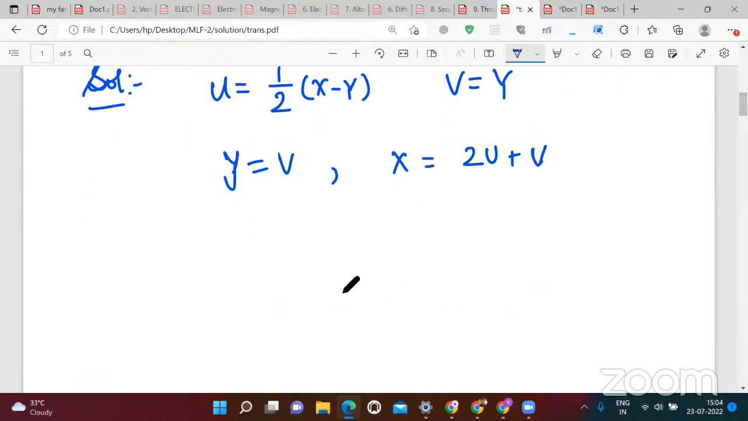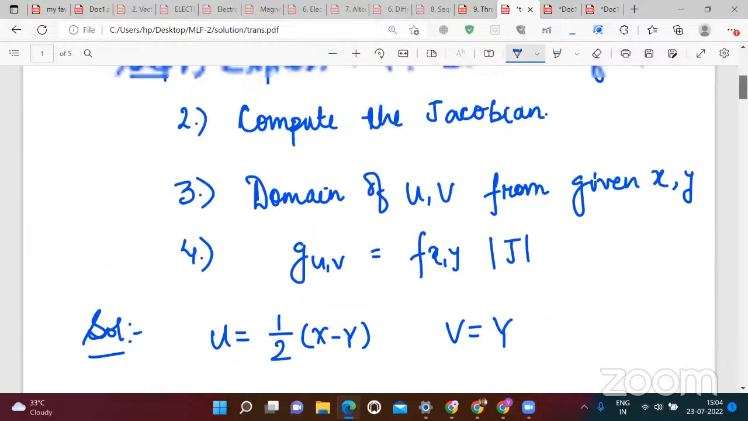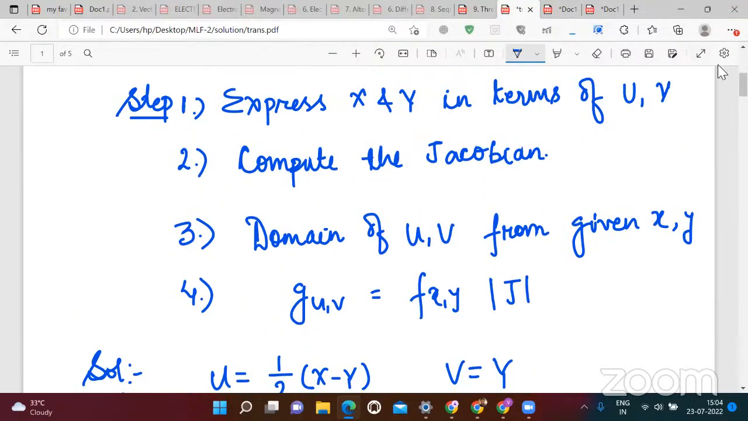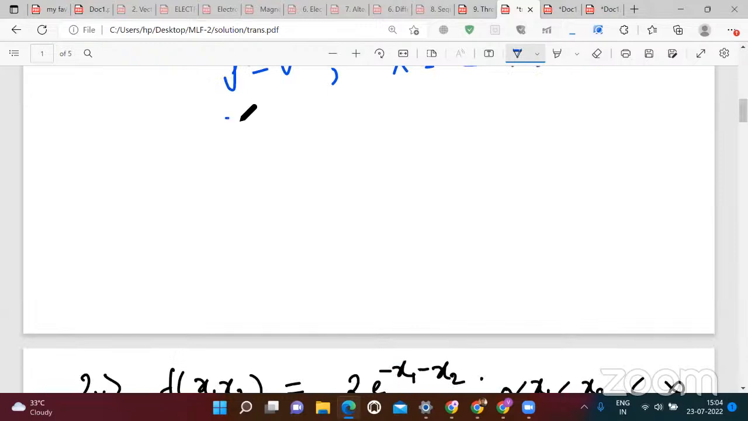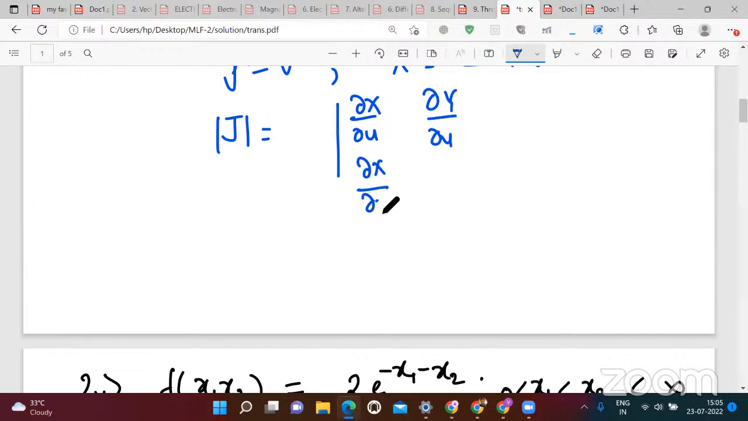So this is 2u plus v. Okay. So now you can calculate the first step. You've done the first step. Then the second step is to calculate the Jacobian. How do you generally calculate the Jacobian? dx by du, dy by du, dx by dv, and dy by dv. So you can calculate the Jacobian here.